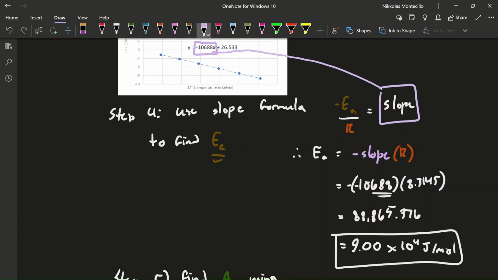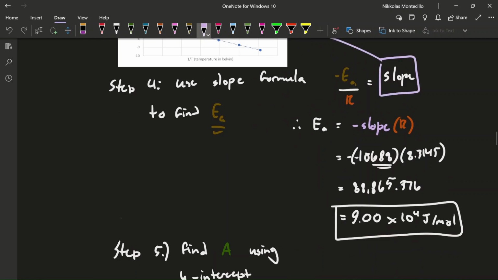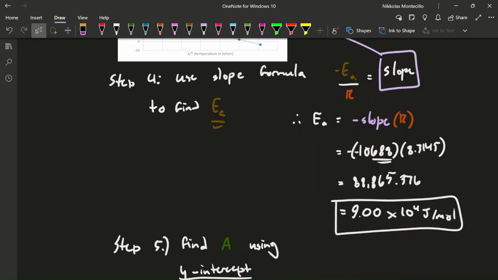We want to round this to how many sig figs? We would want to round this to 3 sig figs, right? 688 are considered significant figures, so we want to round this to 3 sig figs. So 9.00 times 10 to the power of 4 joules per mole is equal to the activation energy, okay?